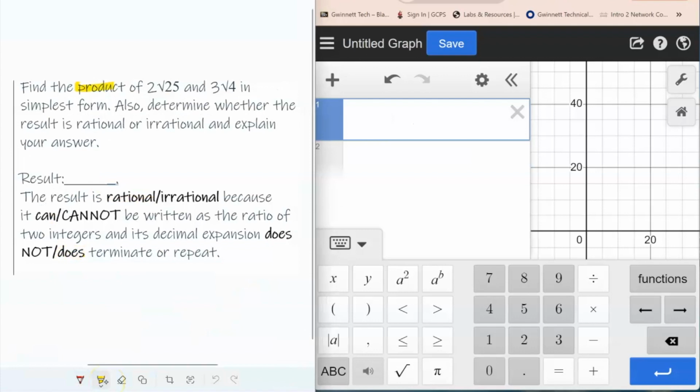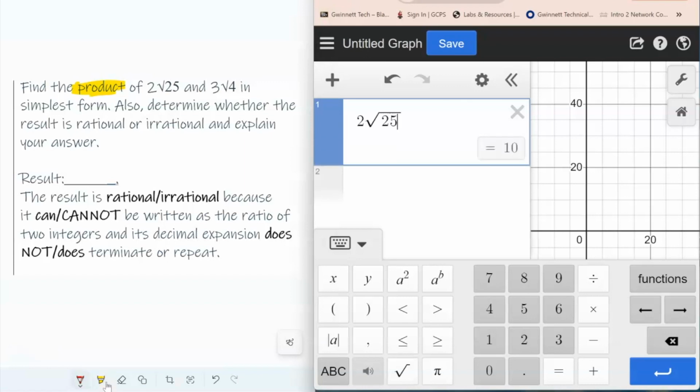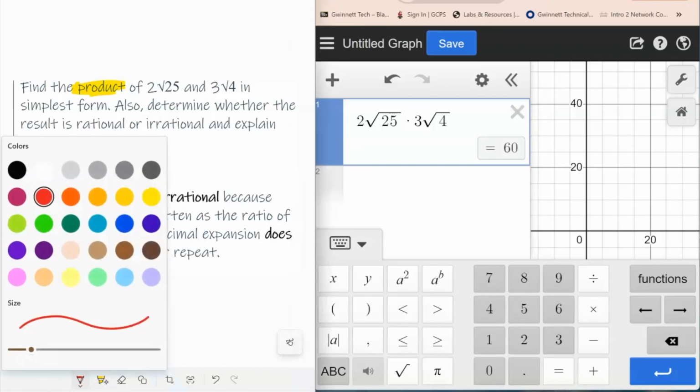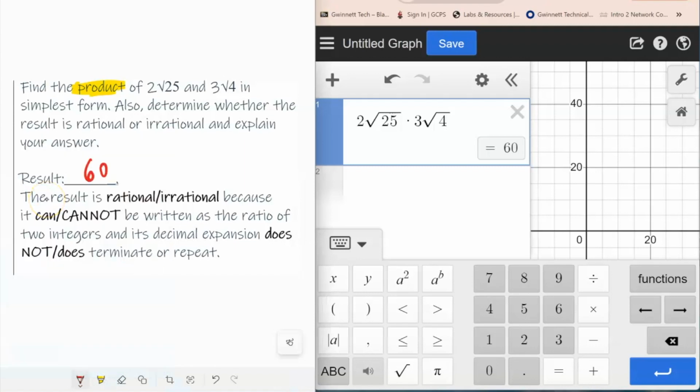All right, so this is find the product, okay? So we're multiplying them together. So we have 2 radical 25 times 3 radical 4. I'm going to copy the question down twice. No, we're not. Why aren't we copying it down? Because we have an answer. So that answer is 60. All right. And the result is rational. Why is it rational? Because it can be written as a ratio of two integers. Its decimal expansion does terminate or repeat because it's a rational number.